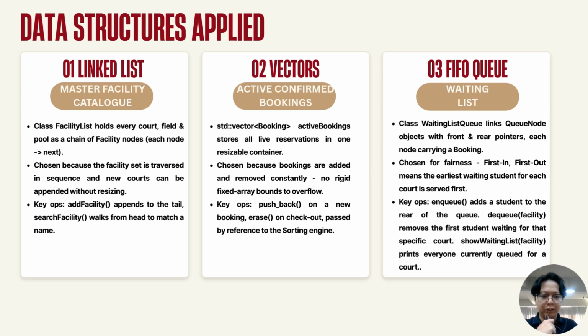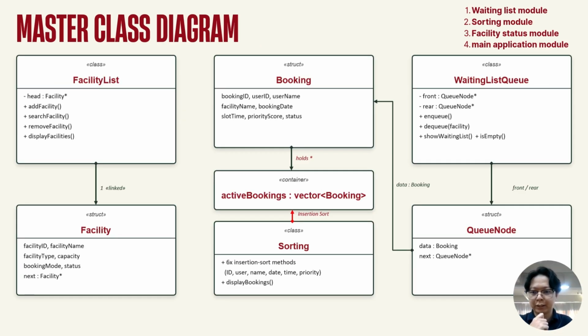The third one we use is the FIFO queue for the waiting list, so that a student who has waited the longest for a court is served first. So let me show you how all of this is connected. This master class diagram ties everything together. It also maps out the four modules that we built.